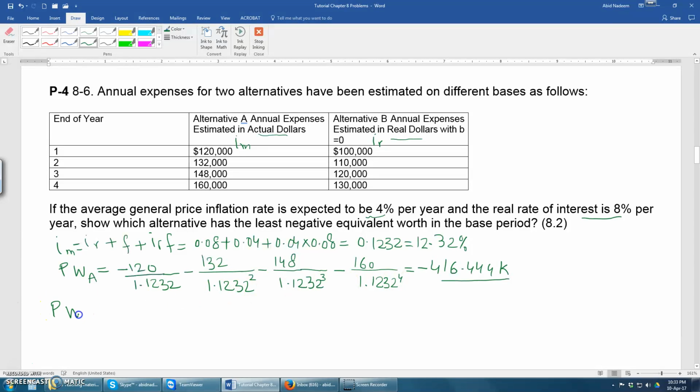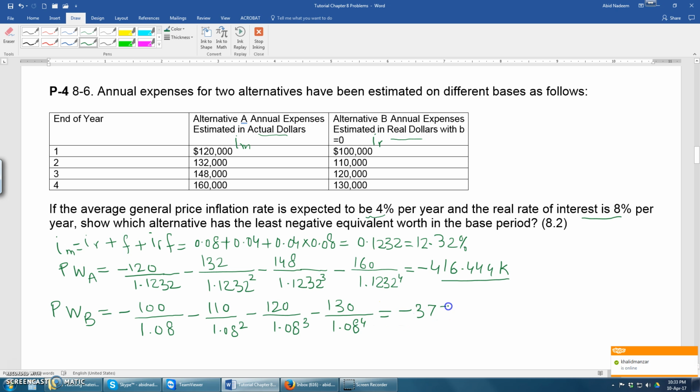Similarly, the present worth of B will be given by this equation. It will be minus 100, and remember that since these are real dollars, we need to use the real interest rate, which is 8%. Then minus 110 divided by 1.08 squared, minus 120 divided by 1.08 cubed, minus 130 divided by 1.08 to the power 4. This will be minus 377.710 K.